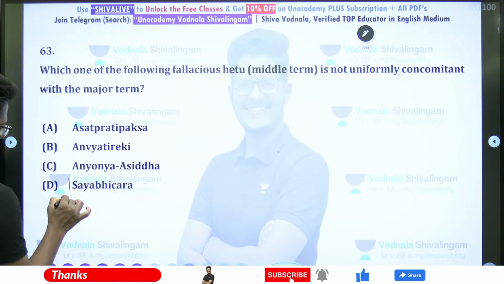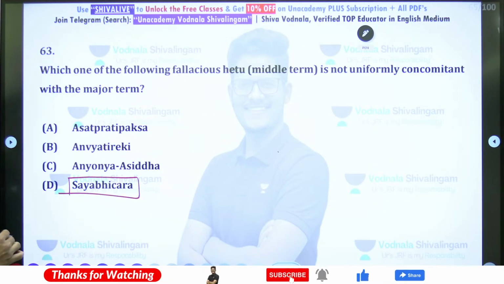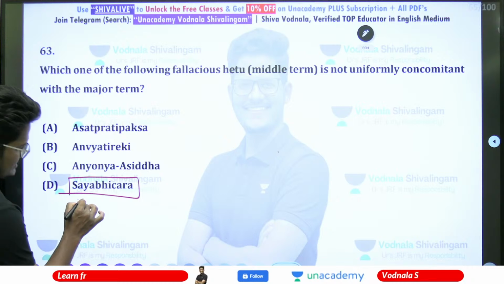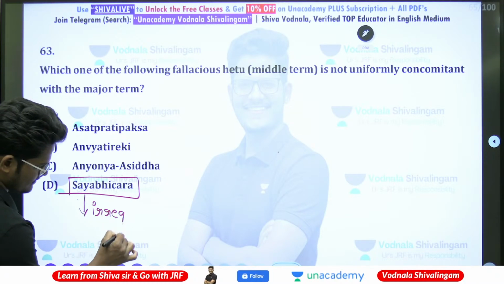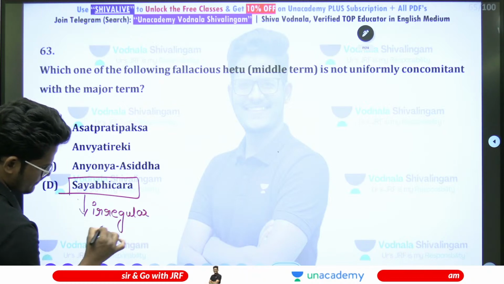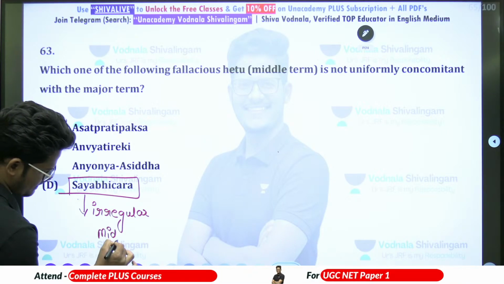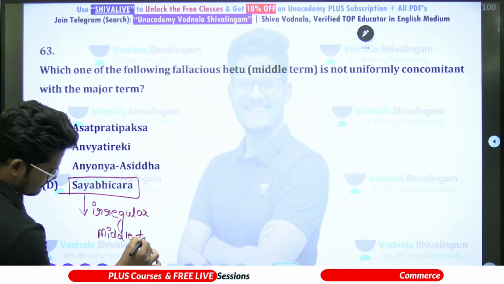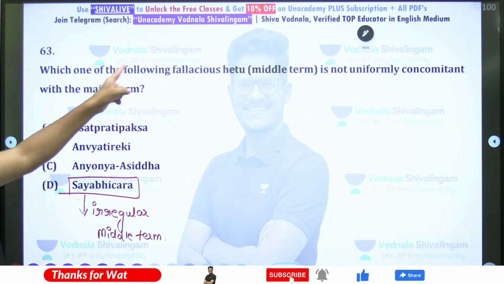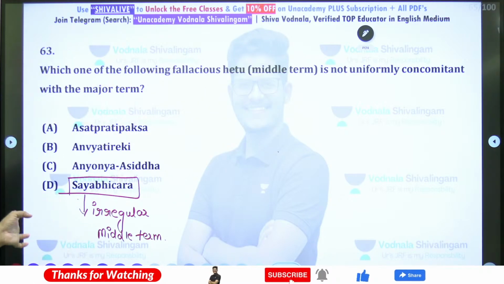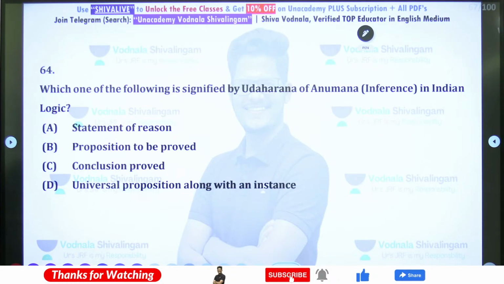Option D is the given answer, that is Savya Vichara. Which one of the following is fallacious is not uniformly concomitant with a major term? Savya Vichara is usually called irregular middle term. It comes under irregular middle term. Irregular middle term means the middle term is not uniformly concomitant with the major term. It is inconsistent with the major term.